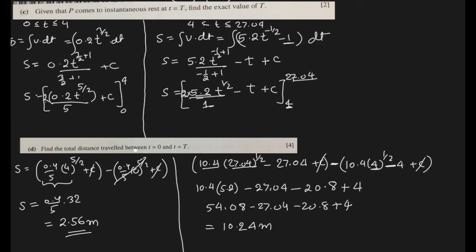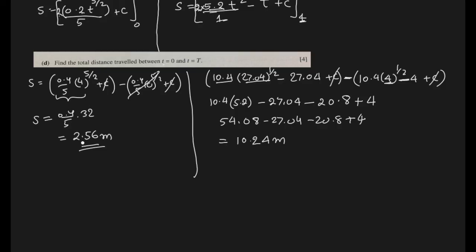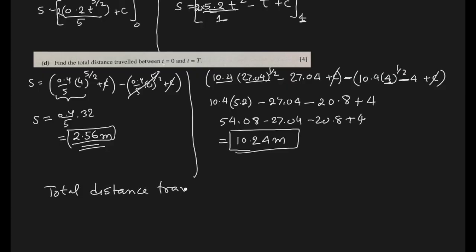Look at the question, what they say. Find the total distance traveled between t equal to 0 and t equal to capital T. From t equal to 0 to 4, this was the distance. From 4 to 27.04, which was capital T, was this. So now we will write total distance traveled is 2.56 plus 10.24, which comes out to be 12.8 meters.